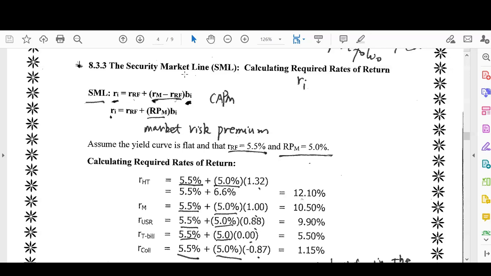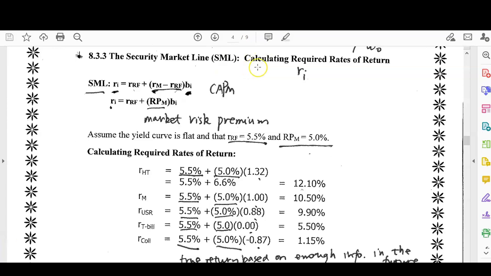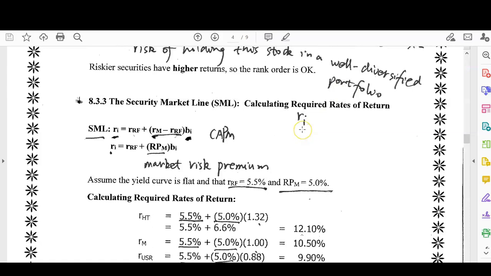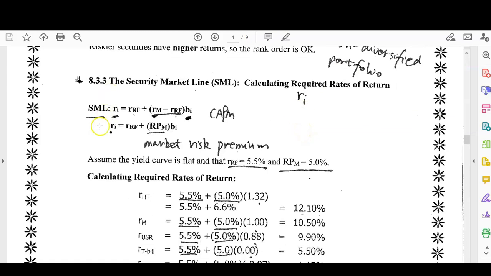In this video, we're going to talk about the security market line, SML, and use it to calculate required rates of return of the stock, Ri. The security market line uses the same equation as the capital asset pricing model, CAPM. Stock return, Ri, equals risk-free rate plus market risk premium, market return minus risk-free rate, multiplied by beta.